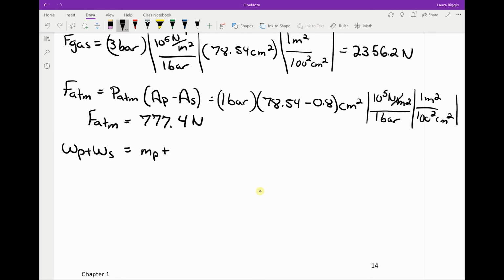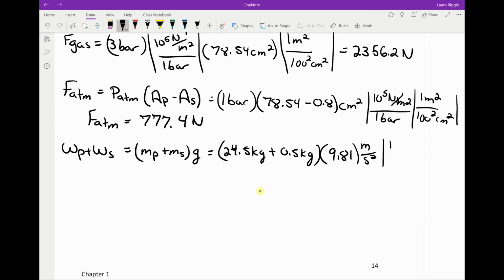So now the weight of my piston plus the weight of my shaft is going to be equal to the mass of my piston plus the mass of my shaft times gravity, which is 24.5 kilograms plus 0.5 kilograms times 9.81 meters per second squared times 1 newton is 1 kilogram meter per second squared, just to clean up my units. And this is equal to 245.3 newtons.